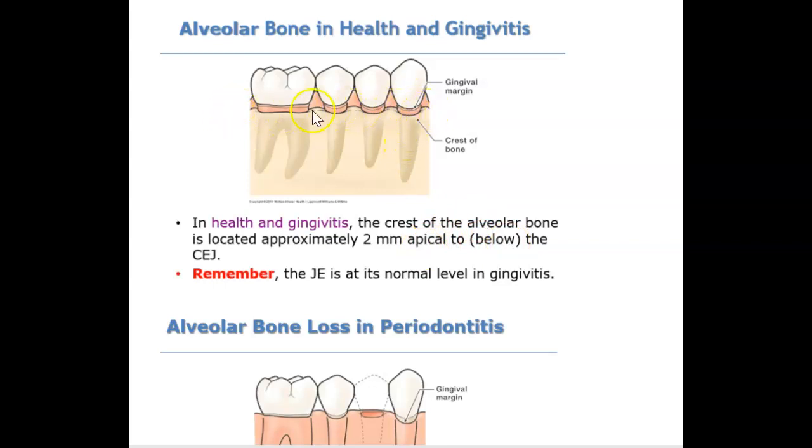So this is normal. In health, we see bone like this, and with gingivitis, which is just inflammation of the gum, the bone is not affected. We see that the bone is just 2 millimeters apical, or below, the CEJ. One thing I did not mention in the previous video is that gingivitis is reversible. If someone has gum disease and their gums are inflamed, if they visit a hygienist regularly and brush and floss and take care of their health, then it is reversible. The gums can return back to health.